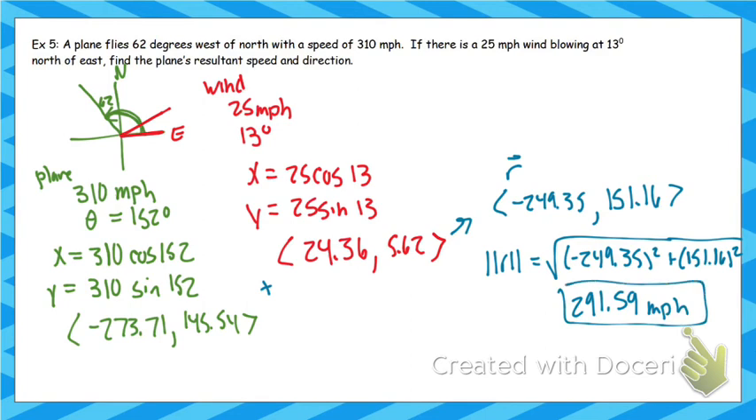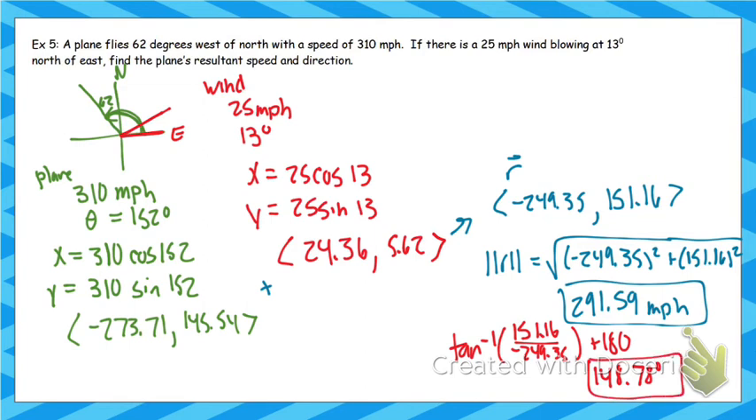To find the angle, we'll do tangent inverse. So tan inverse y divided by x. This time our x is negative, so be careful. Remember that you have a negative x. We do have to add 180. And when I do that, I'm going to get 148.78 degrees. And that's the result of the plane. Now, if you think about it, it makes a little sense. The original one was 152 degrees. That wind's not going to make a major difference here on our plane. It's still flying about the same direction overall.